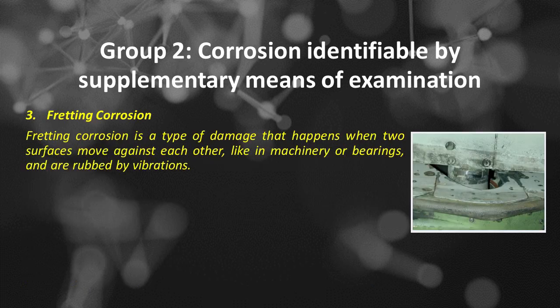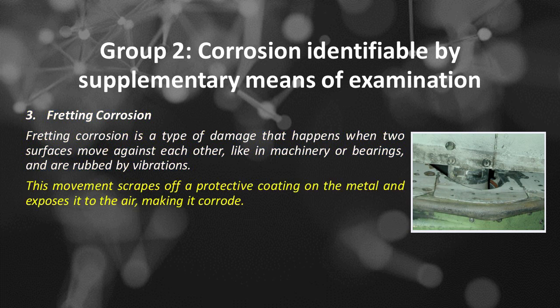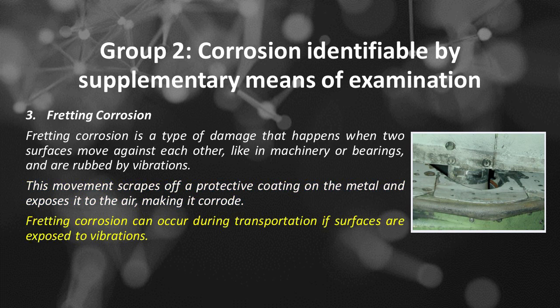Number 3 is fretting corrosion. Fretting corrosion is a type of damage that happens when two surfaces move against each other, like in machinery or bearings, and are rubbed by vibrations. This movement scrapes off a protective coating on the metal and exposes it to the air, making it corrode. Fretting corrosion can occur during transportation if surfaces are exposed to vibrations.